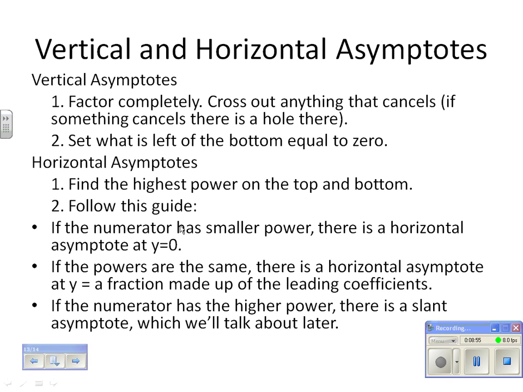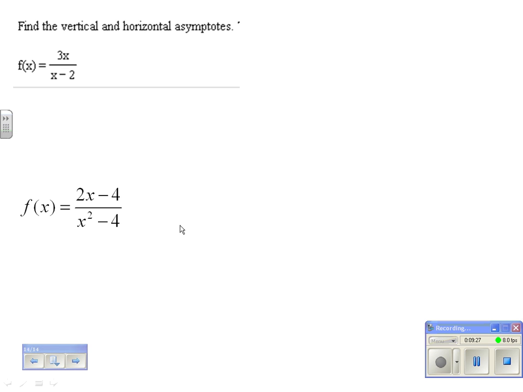Vertical and horizontal asymptotes. On vertical asymptotes, you want to factor, cross out anything you can, and set what is left on the bottom equal to 0. Horizontal asymptotes, you need to look at the highest power on the top and the bottom. If the numerator has the smaller power, then you have a horizontal asymptote at y equals 0. If they're the same, you're going to grab the numbers in front of the highest powers and make that your asymptote. And if the numerator has a higher power, there's a slant asymptote, which is completely different and we're not really going to talk about right now.